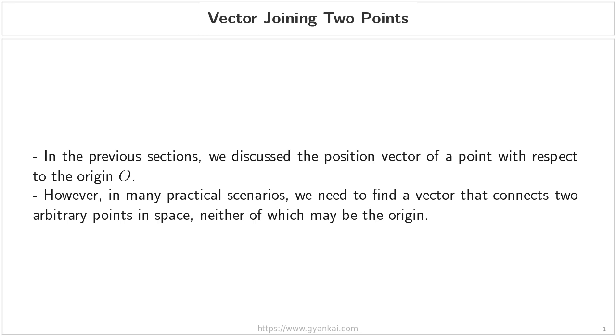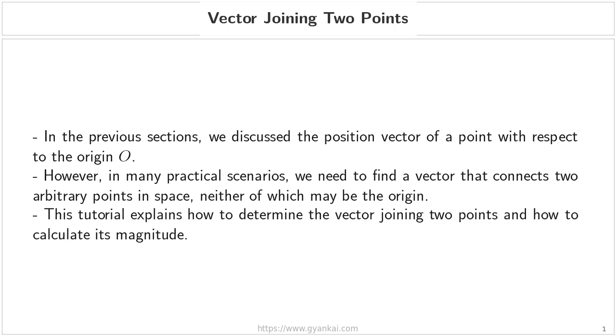Instead, we need to find a vector that connects two arbitrary points anywhere in space, where neither of those points is necessarily the origin. In this tutorial, I will guide you through the step-by-step process of how to determine the specific vector that joins these 2 points, and more importantly, I will show you how to calculate the magnitude or the actual distance between them. Let's get started.